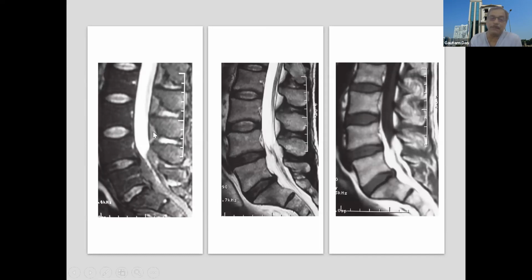You see the epidural fat. Epidural fat is getting suppressed. Here you see the epidural fat here and epidural fat here. Epidural fat is getting suppressed and CSF is looking white. So this is your STIR.